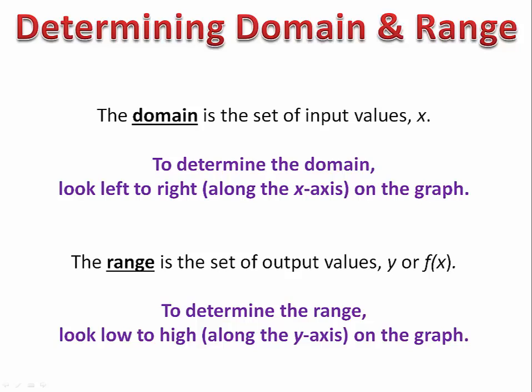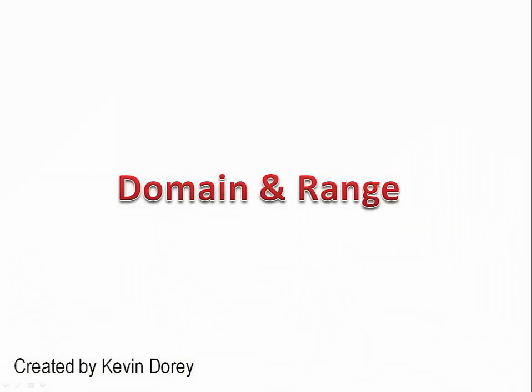Range is the set of output values. In a discrete relationship, we simply make a list of the output values, and that's the range. In the case of a continuous relationship, we look at the graph from low to high along the y-axis. This gives us the lowest and the highest possible output, which is the range. This is everything you need to know about determining the domain and the range of a relation.